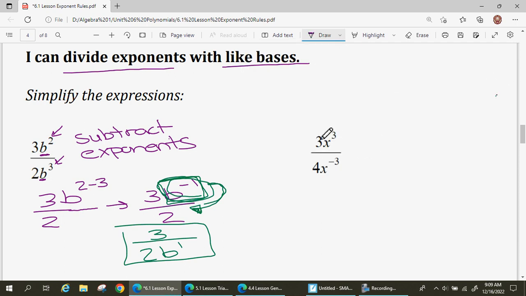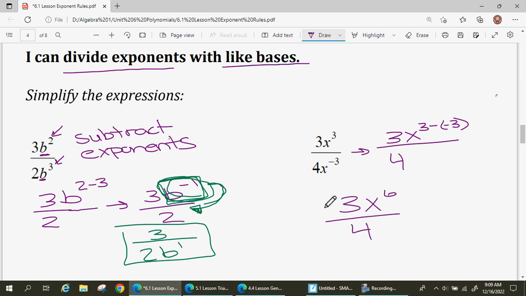Let's try another one here. I can divide 3 divided by 4. If you do that in Desmos, you will see that 3 divided by 4 is a decimal, and that's the simplest the fraction gets. Then I'm going to do x to the 3 minus negative 3. 3 minus negative 3 gives us 6.